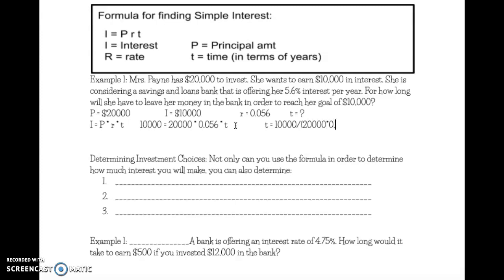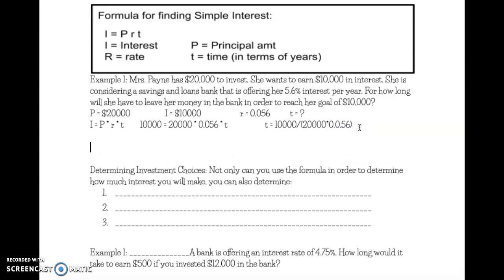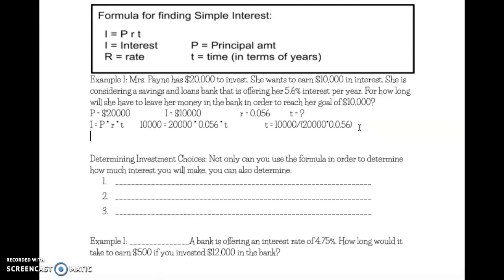So 20,000 times 0.056. If you're going to put this in a calculator, I really suggest being careful because these parentheses might trip you up. So I'm going to throw this in my calculator. Make sure I don't get too gung-ho here. When I plug that in, I get a really large decimal, but in this case, I'm just going to round it off to about 1 decimal. So I get T equal to 8.9 years. So if she wants to make $10,000 in interest at this rate, she's going to have to leave it in the bank for about 9 years.